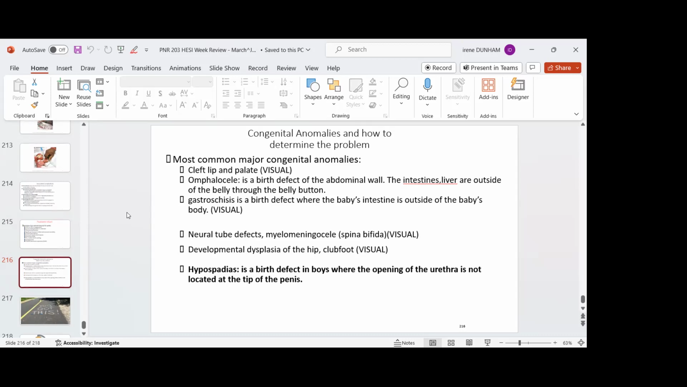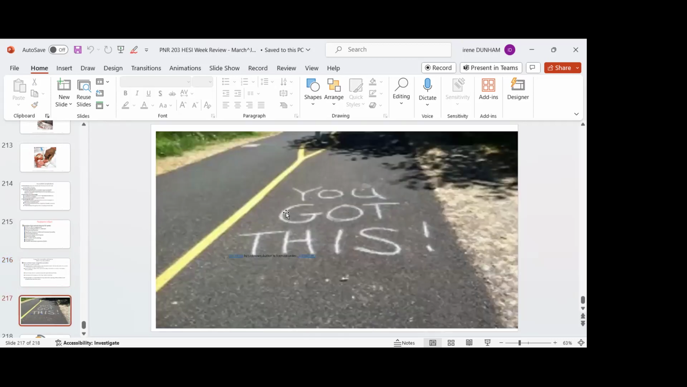And also, hypospadias. I've seen this on HESI. It's a birth defect in boys where the opening of the urethra is not located at the tip of the penis. Okay, so it's usually on the side or the back. And so what you want to do on those kind of babies is that they do not get circumcised, because that foreskin they will use to reposition the opening of the urethra. So I've seen that on HESI. That's why I wanted to include it.